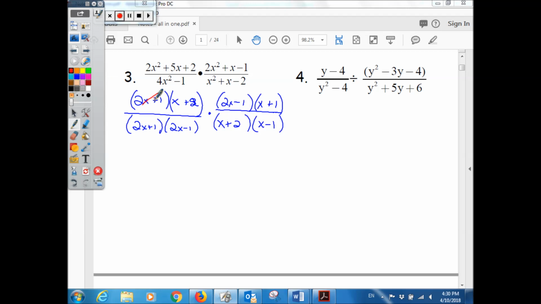So here's a 2x plus 1 and a 2x plus 1. I have an x plus 2 and an x plus 2. And then I've got a 2x minus 1 and a 2x plus 1. So all that's left after all that canceling is an x plus 1 in the numerator and an x minus 1 in the denominator.